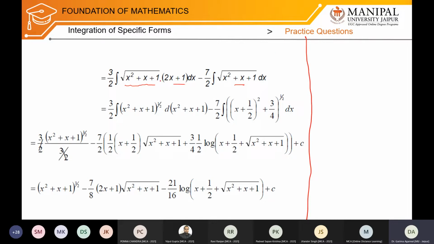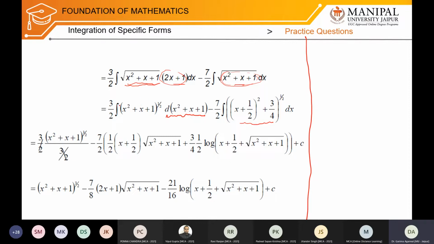The differentiation of x square plus x plus 1 is 2x plus 1. So this is the differentiation of this step. So we can write it as (x square plus x plus 1) whole power 1 by 2 because of this root, and this step can be written as the differentiation of x square plus x plus 1. Then minus 7 by 2, and this term x square plus x plus 1 can be split in this form. Then 3 by 2.